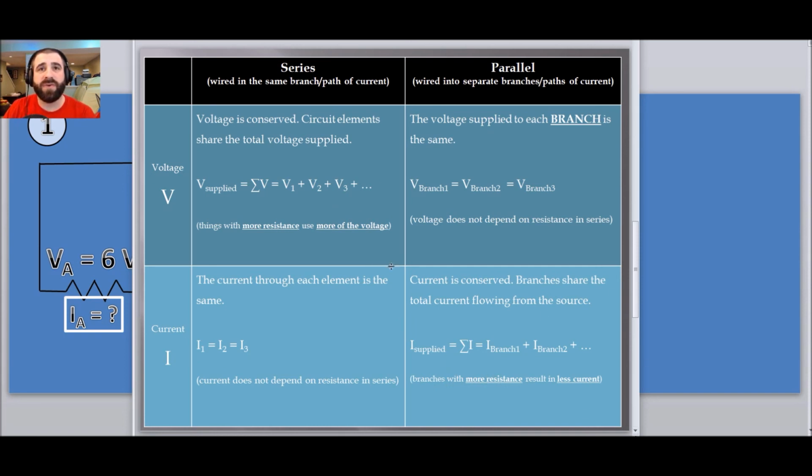And this is what we're going to be referring back and forth to as we go through this, right? And so the equations kind of flip-flop, right? Here in series, current equals current equals current. Here, voltage equals voltage equals voltage. And then here, they're sum equations, right? V supplied equals the sum of the voltages. And here, I supplied equals the sum of the currents.